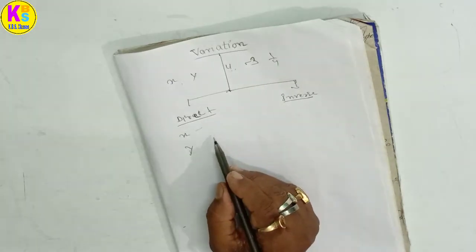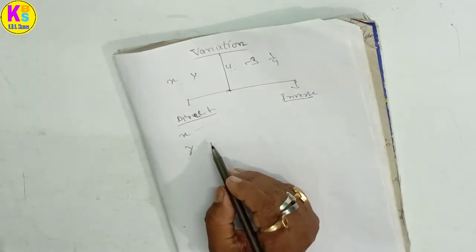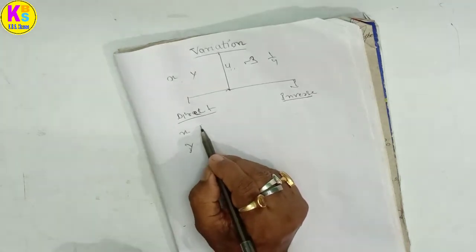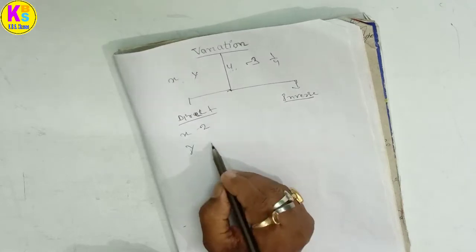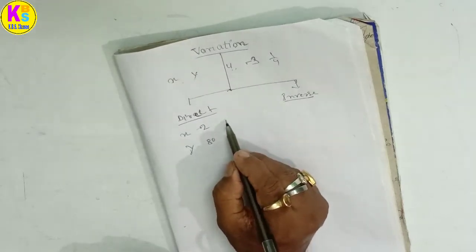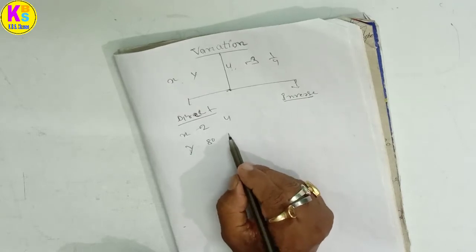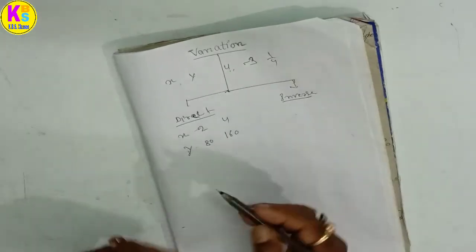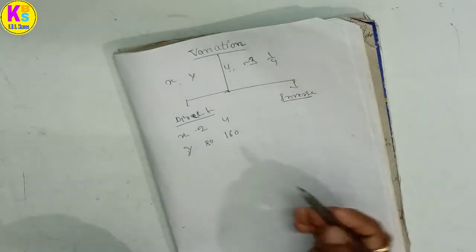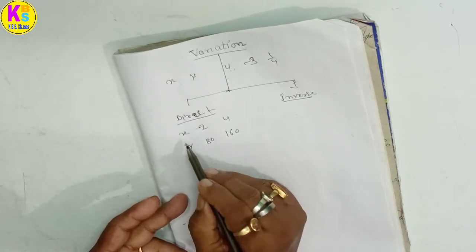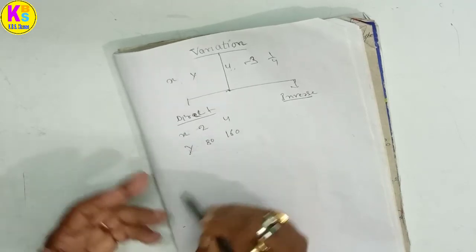For example, the price of anything. Suppose we are taking 2 copies, we have to pay rupees 80. When we are taking 4 copies, we have to pay 160. In this way, when the number of copies is increasing, the price is also increasing. So here the relation between x and y is direct.